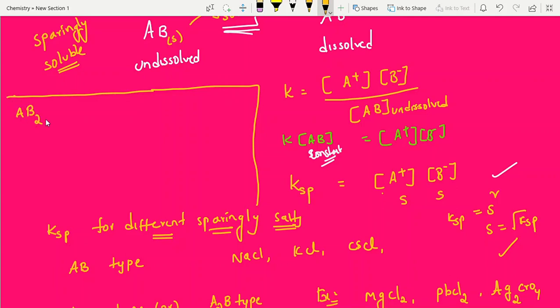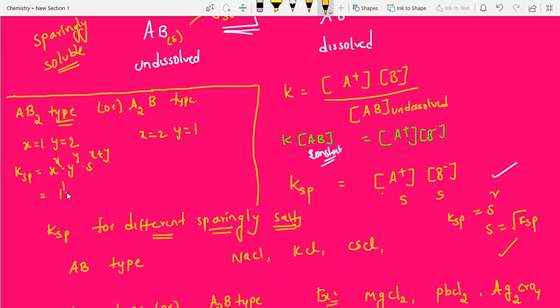AB2 type and A2B type. Both types you will get the same thing. Here just you can write what is this value, x equal to 1, y equal to 2. Right. Here this x equal to 2, y equal to 1, just the opposite. So here KSP equal to x to the power x, y to the power y, s to the power x plus y. Right. So 1 to the power 1, 2 to the power 2, s to the power 1 plus 2. Finally, you will get 4s cube.